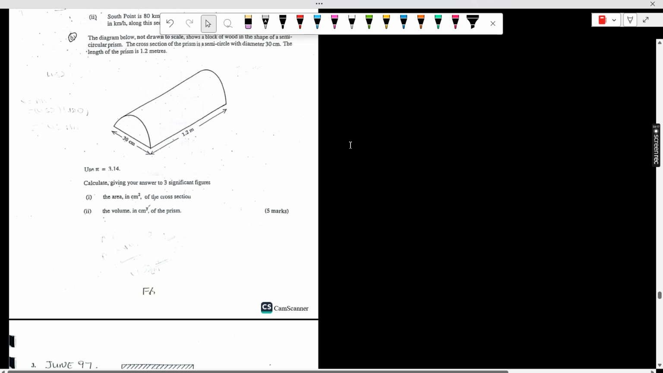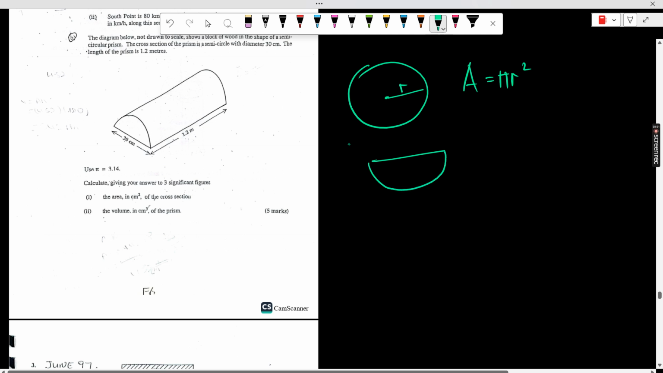Now, the area of the cross section is a semicircle. But tell me, what is the formula for the area of a circle of radius r? Pi r squared, yes. So the area of a circle of radius r is pi r squared. So if we're talking about a semicircle, which by definition is half a circle, then the area of the semicircle is equal to pi r squared divided by 2.